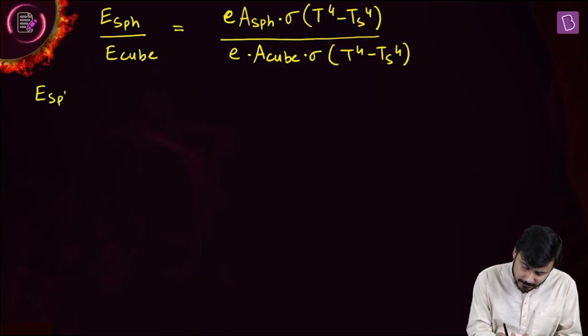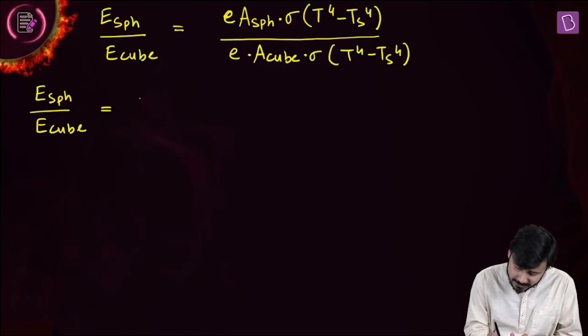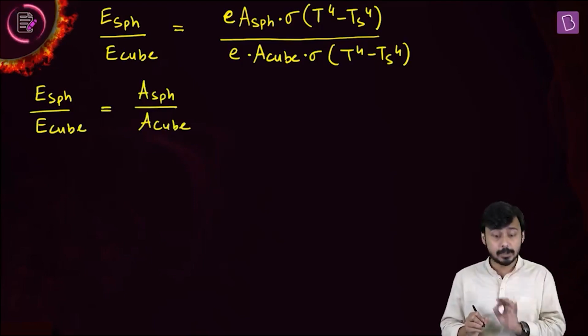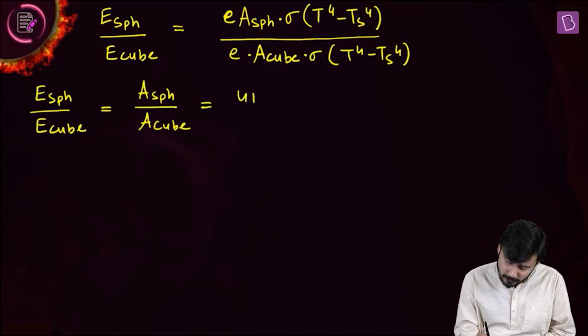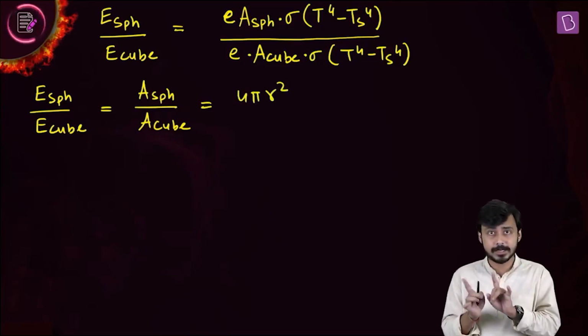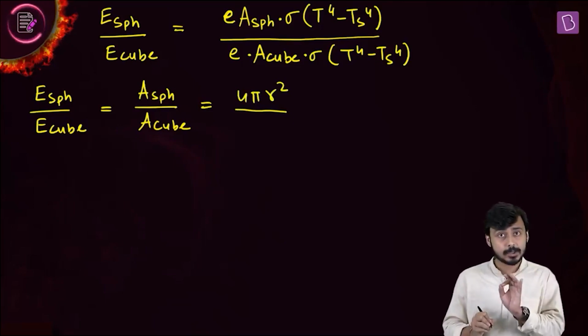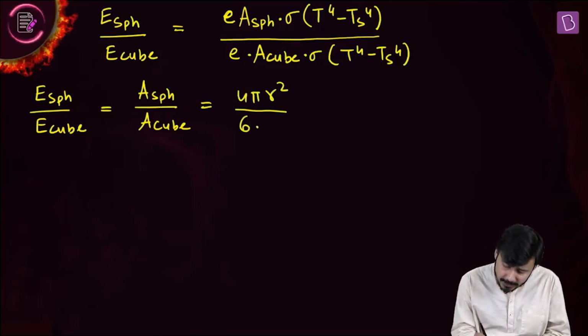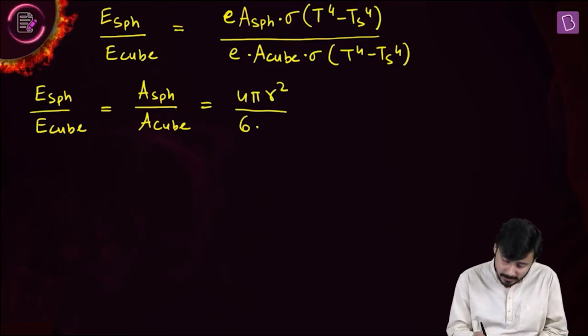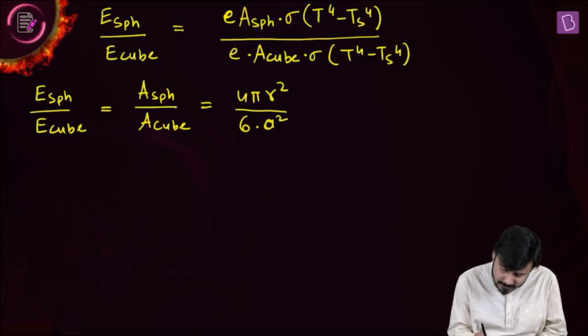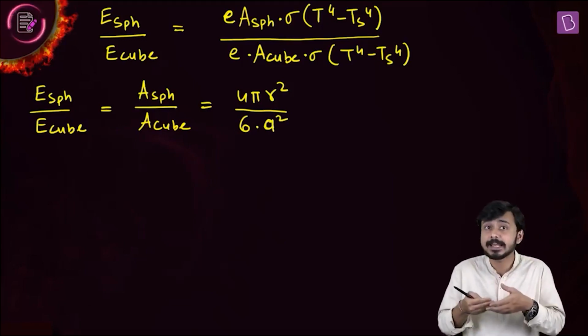So E sphere divided by E cube will be given by the surface area of the sphere divided by the surface area of the cube, right? The surface area of the sphere is equal to 4 pi r square, where small r is the radius I have assumed, divided by the total surface area of the cube. The cube has 6 surfaces, each of surface area a square, right?